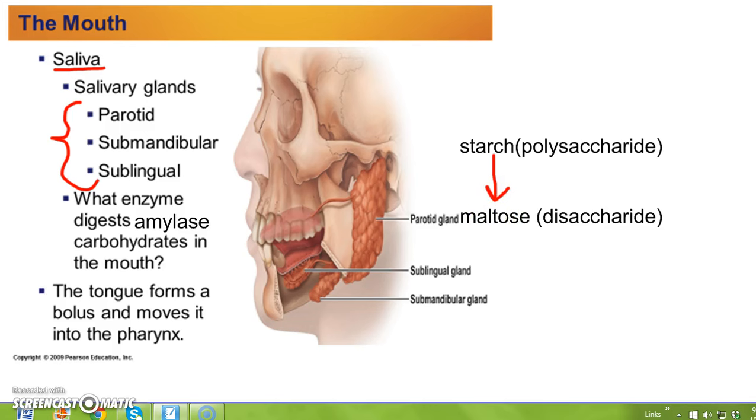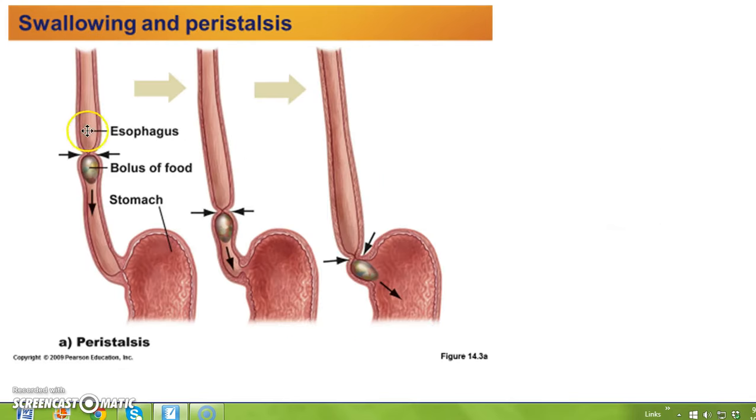At this point, the tongue would help you move that ball of food, a bolus, which is just the technical term for the ball of food, towards your pharynx. You might know the pharynx is your throat. That pharynx is the pathway not just for food, but also for air as well. And then it starts to move down your esophagus.